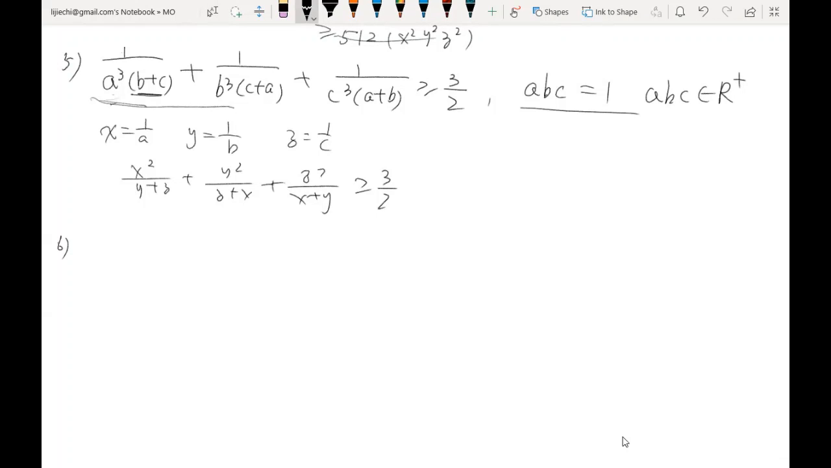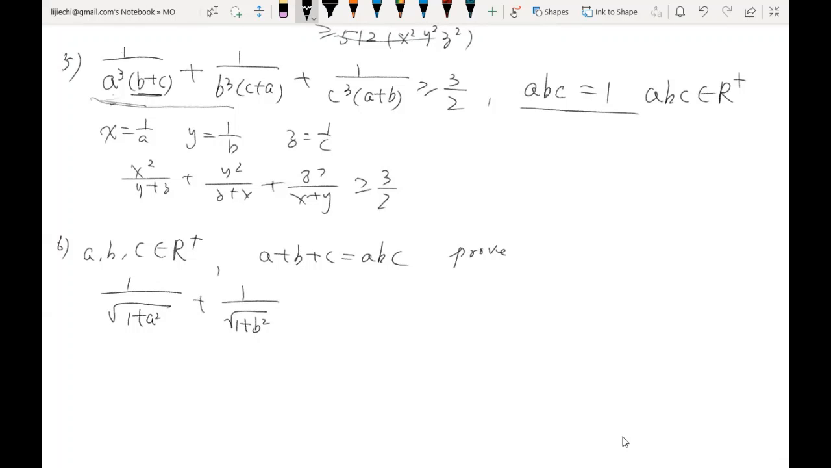And then another one, also ABC positive, a plus b plus c equal abc. And it asks you to prove 1 over the square root of 1 plus a square, plus b square, plus c square. I believe lots of you have probably already done this problem before.